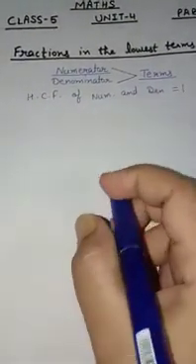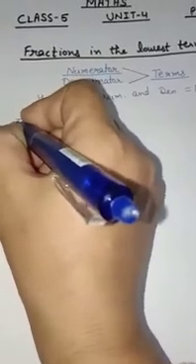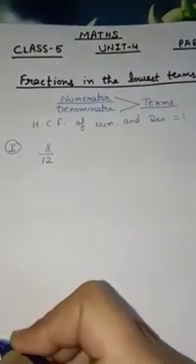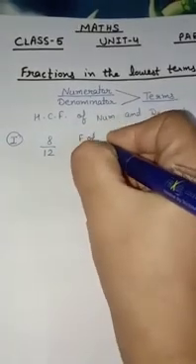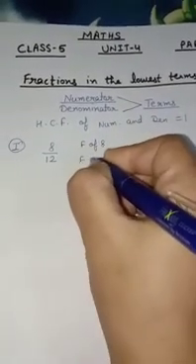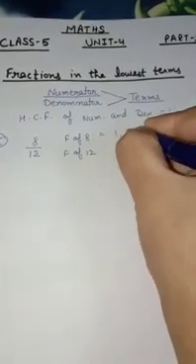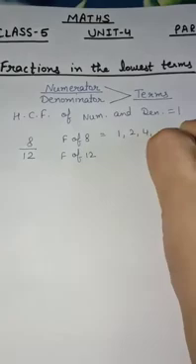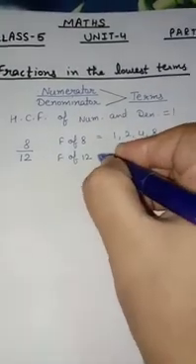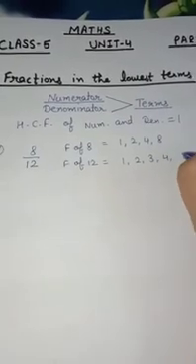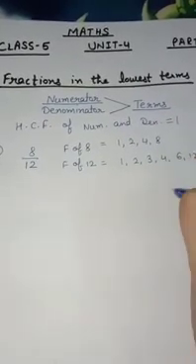There are two methods for this. Let's discuss one by one. Let's take an example of the fraction 8 by 12. In the first method, write the factors of the numerator and denominator separately. Factors of 8 are 1, 2, 4 and 8. Factors of 12 are 1, 2, 3, 4, 6 and 12.